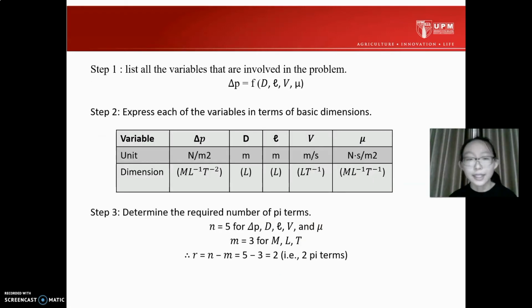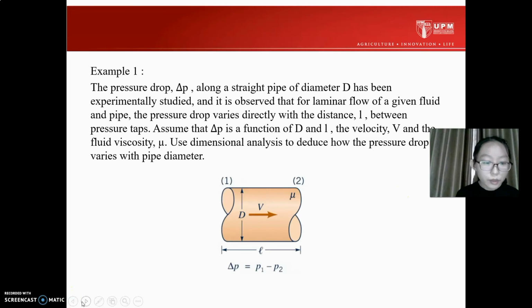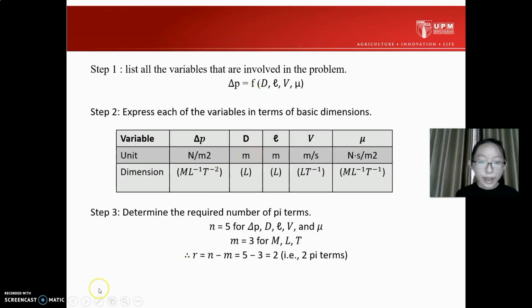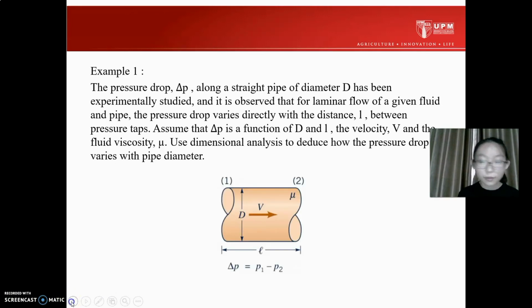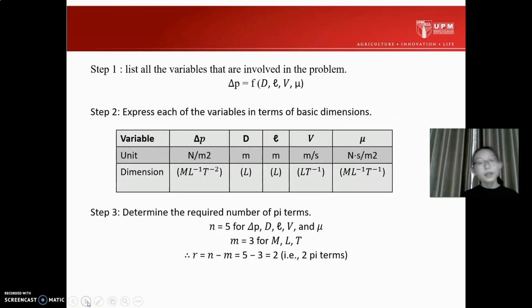So, step 1: list all the variables that are involved in the problem. So the pressure drop is equal to a function of diameter, length, velocity, and viscosity. Step 2: express each of the variables in terms of basic dimensions. So pressure drop is in Newton per meter squared, and the dimension is M over L T squared.